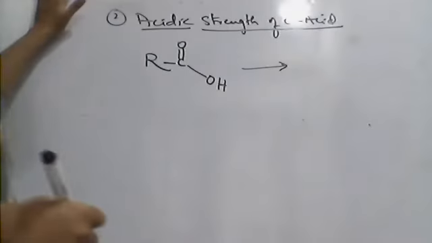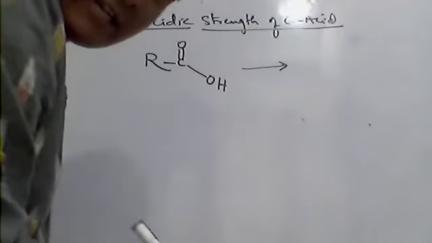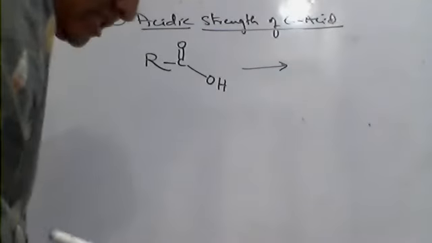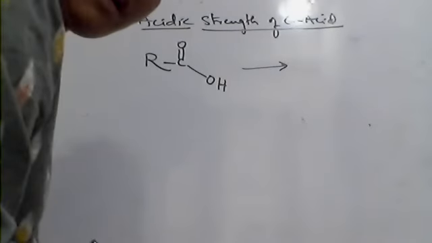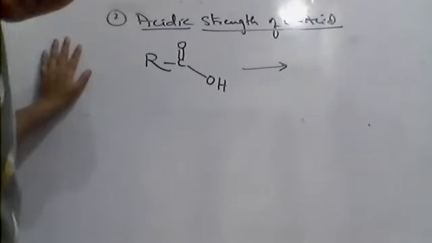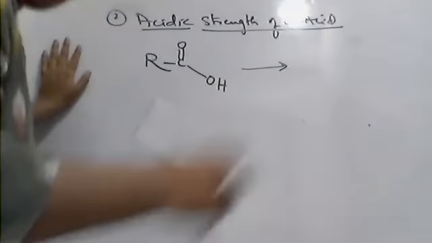So now you know that according to Bronsted-Lowry theory, any substance having the tendency to release the proton H plus is called a proton donor or acid. So remember, whether it is a carboxylic acid, a sulfonic acid, or a phenol, they are Bronsted acids because they release H plus ion.